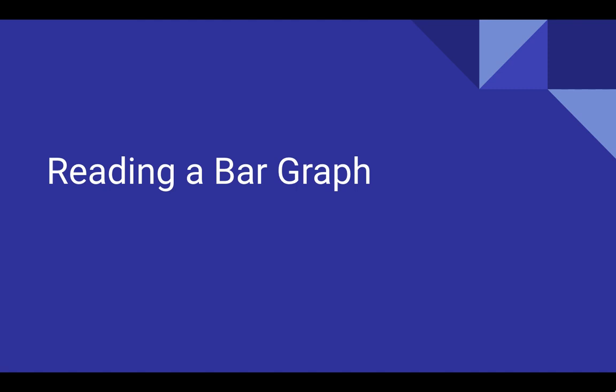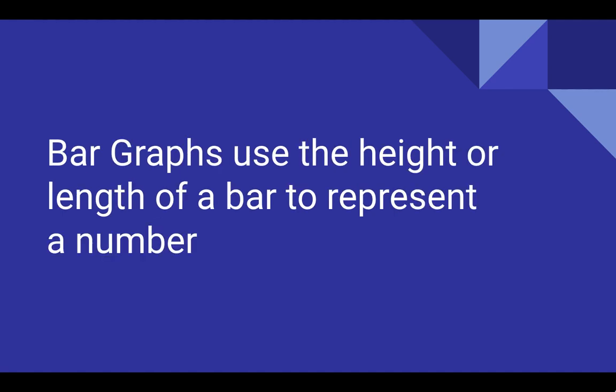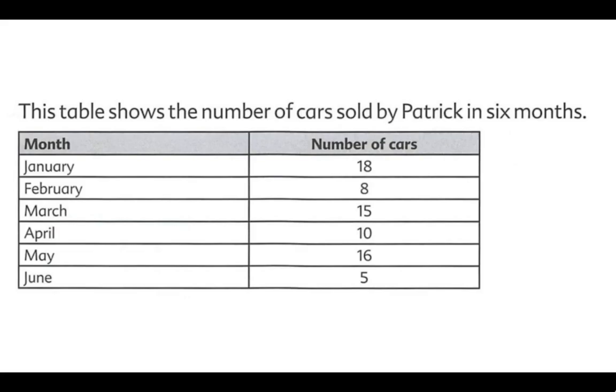And yesterday you learned a little bit about all the various types of graphs that you can see that represent data. Today we're going to zoom in a bit more closely on a bar graph, and we're going to concentrate not on designing bar graphs, but just on how to read a bar graph. Bar graphs use the height or the length of a bar to represent a number. Here, this table shows the number of cars that are sold by Patrick in 6 months.